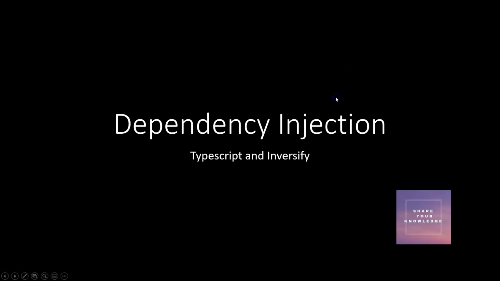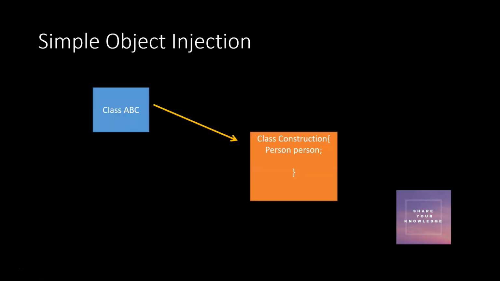Hi all, today we are going to see about dependency injection using TypeScript and Inversify. Okay, so what we are going to do in this case is we are going to take a construction class, and as you know, construction will need persons, right? This person we will try to inject through Inversify. Okay, this is our objective for this session. How we are going to inject the class ABC, which is a type person, inside this construction class.